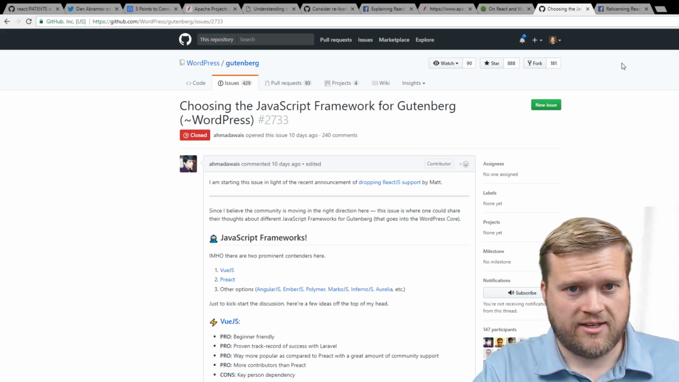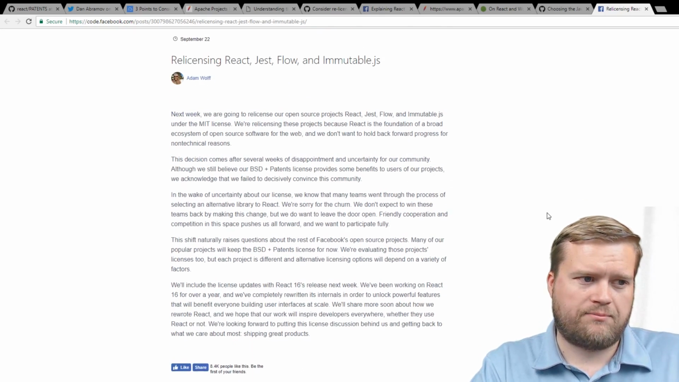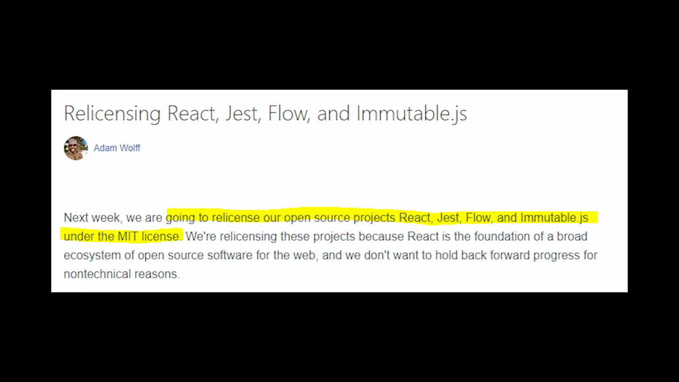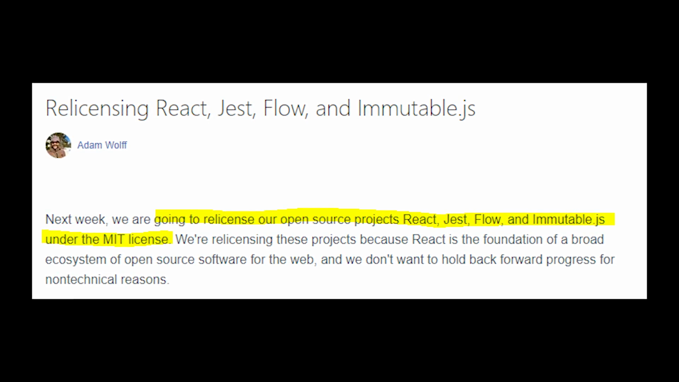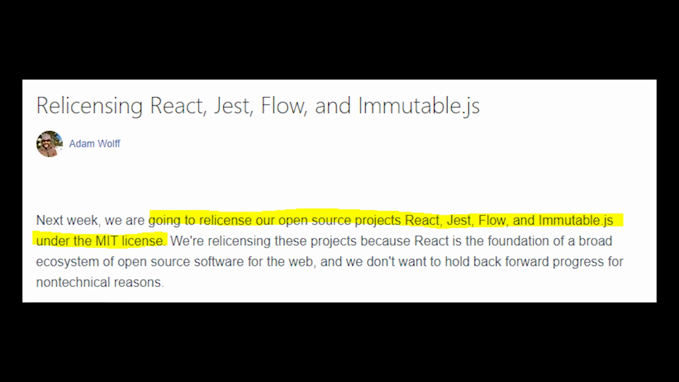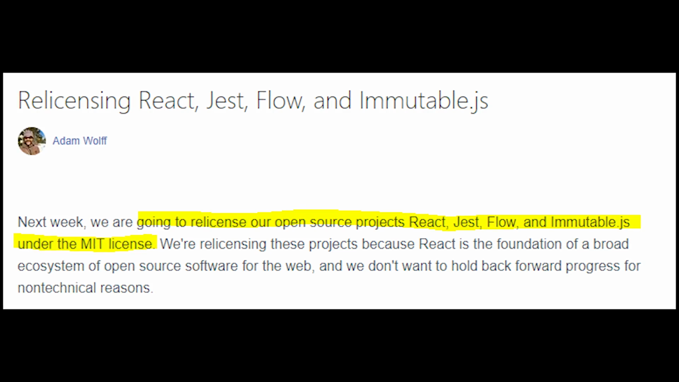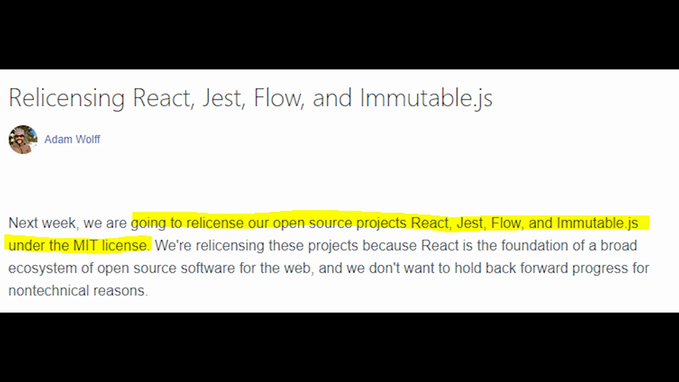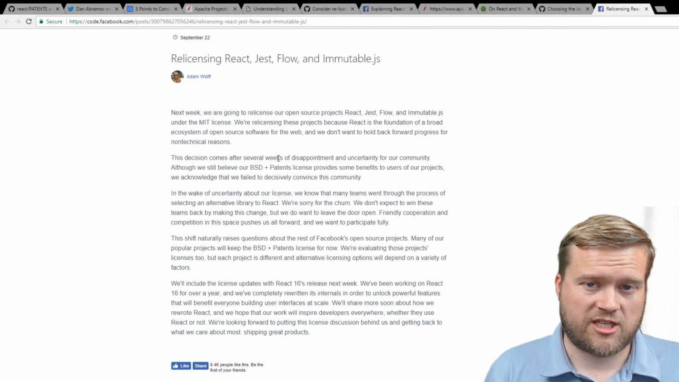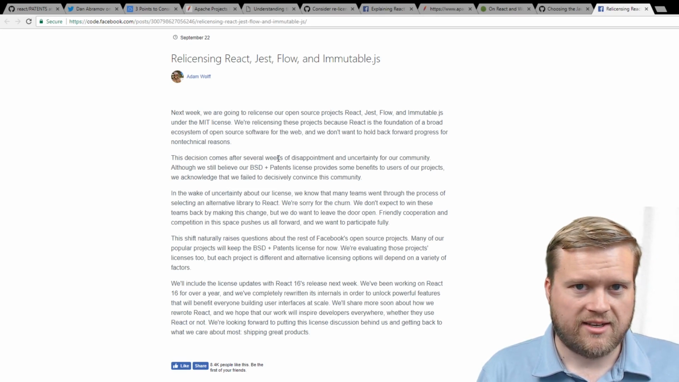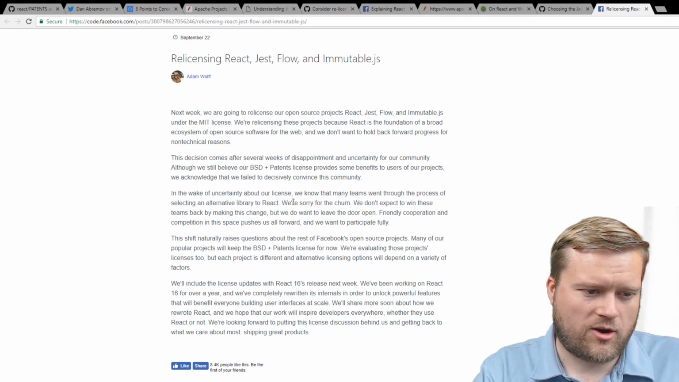So last Friday, so we're finally catching up to today, Adam Wolf posted a new blog saying that they are going to reverse their decision and they're going to relicense some of their projects, not all of them. Some of them are still going to be under this Facebook BSD+Patents license, but at least React, Jest, Flow, and Immutable.js will now be under a new MIT license, which means that they will no longer have this BSD patent problem with it. And so they have encouraged a lot of projects that have switched because they didn't want to worry about this dependency, this problem, to go back to React. So that is how it's looking today.